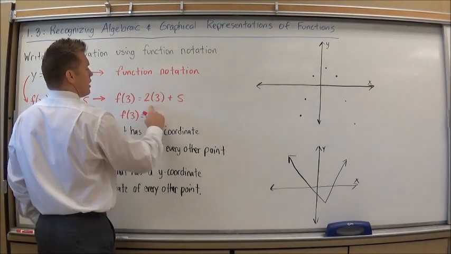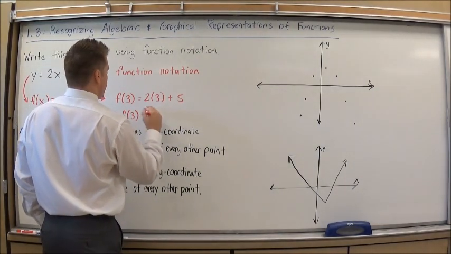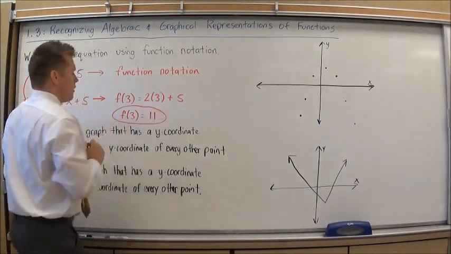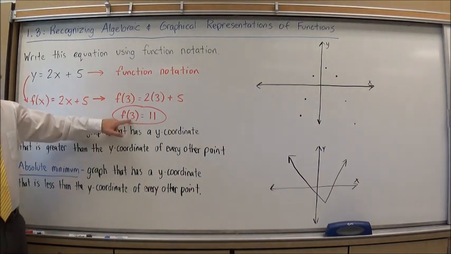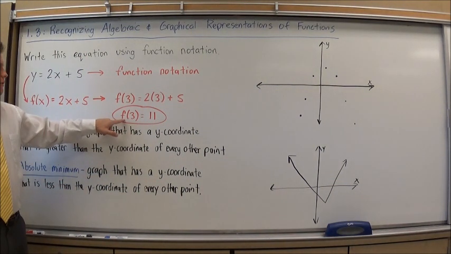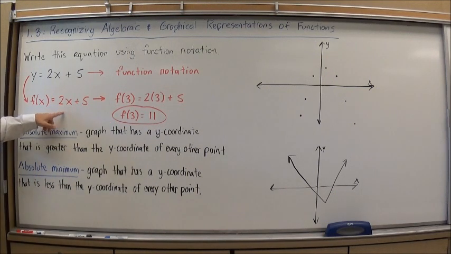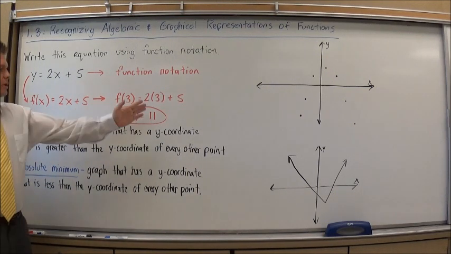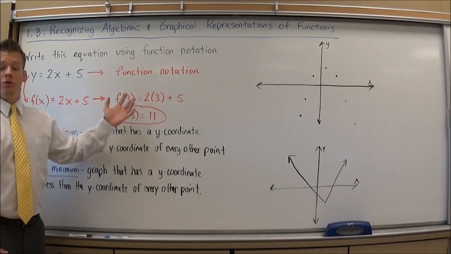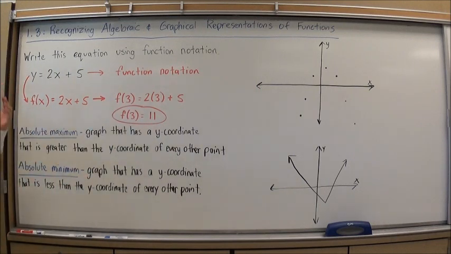Then I can work it out. 2 times 3 is 6. 6 plus 5 is 11. And I can say now, the answer to this function, or the output to this function when the input is 3, is 11. Because when I plug 3 into 2x plus 5, I get 11. So it just gives the reader a little more information as far as what you were doing in a problem. And again, I can do this for any value of x I want.